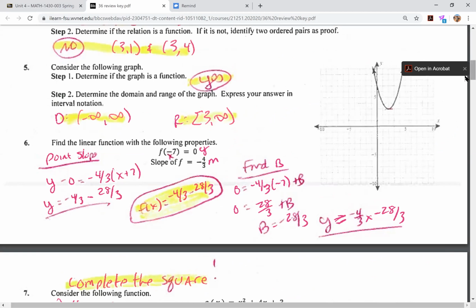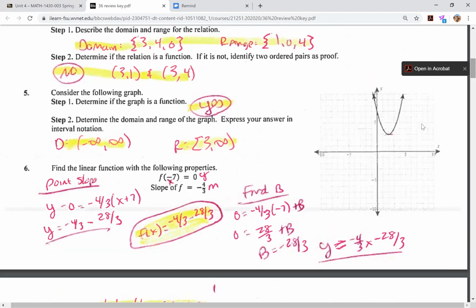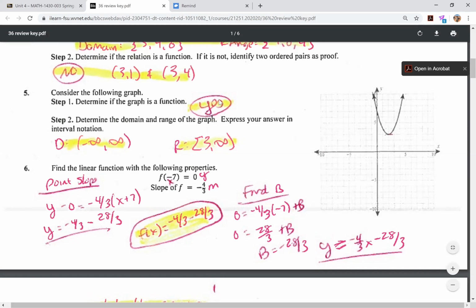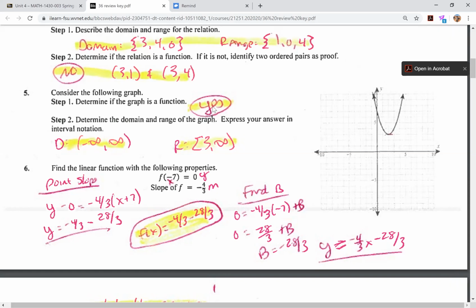The first thing that I need to do is look at this parabola, and I need to draw a vertical line through it somewhere. I can't obviously write on this, but let's pretend that my mouse is the vertical line. How many times is it going to cross through that particular picture? Just once. And so the answer to step number 1 is yes, this is a function. Now step number 2 says we have to determine the domain and the range, and then express our answer in interval notation.